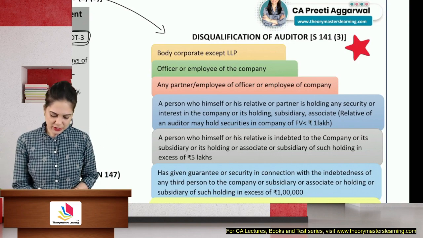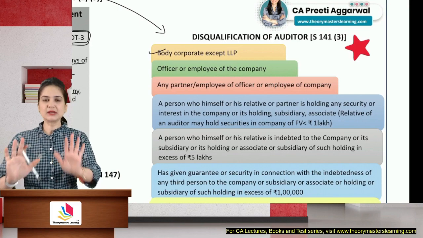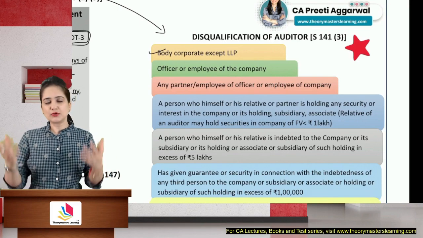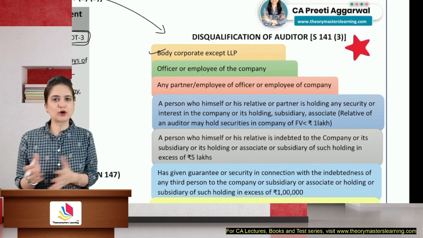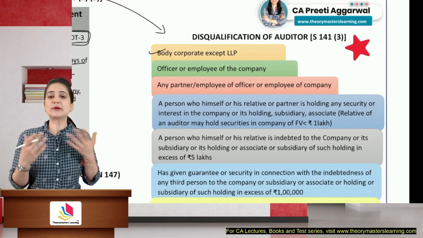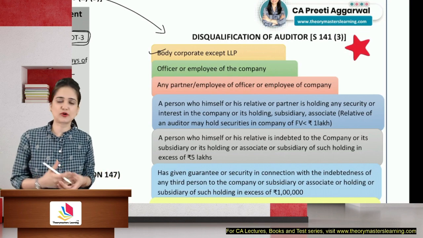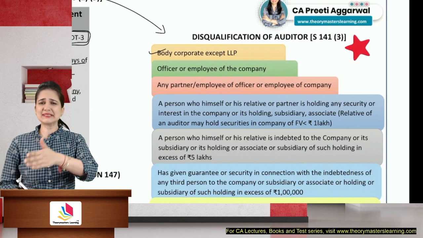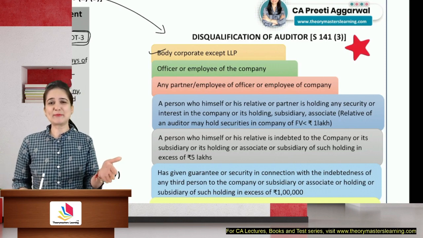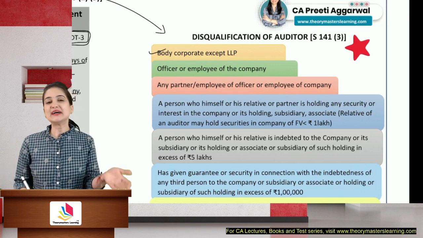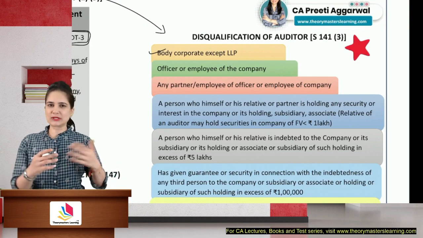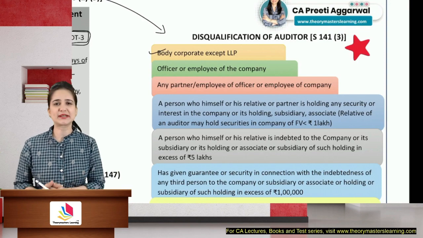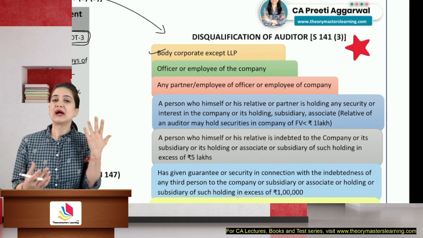You cannot appoint a body corporate except LLP as the auditor, because it is something which requires a personal touch. You need someone with mind and conscience. Body corporate doesn't have a mind or conscience. You cannot appoint a body corporate, although it is a person in the eyes of law, because they cannot come and audit. But a firm, yes, firm is not separate and distinct from the partners who have formed it. So therefore, we can hold the partners liable.